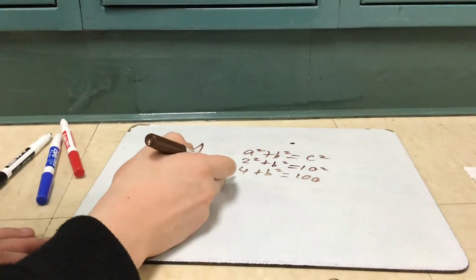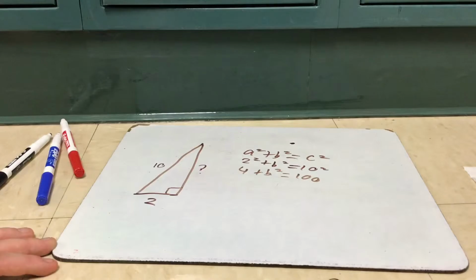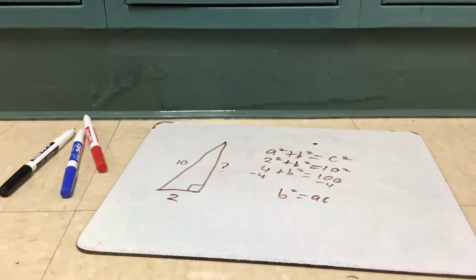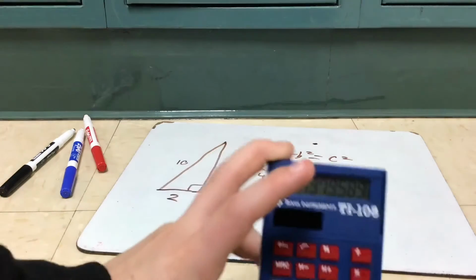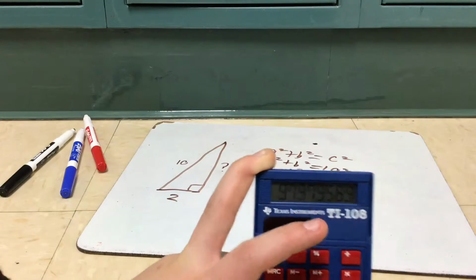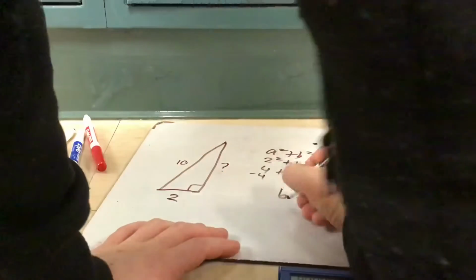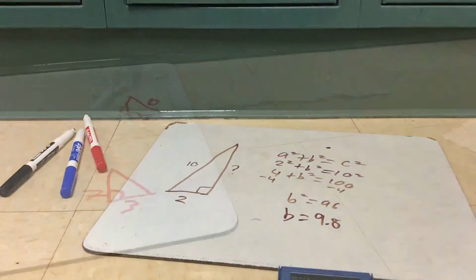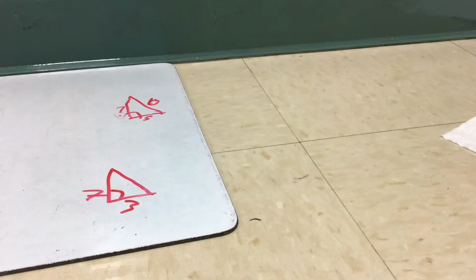Then you subtract 4 from this side, but what you do to one side you have to do to the other side. So we subtract 4 from here, and we subtract 4 from here, leaving us with b squared equals 96. And then we find the square root of 96. The square root of 96 equals about 9.8 if you round to the nearest tenth. So b equals 9.8.